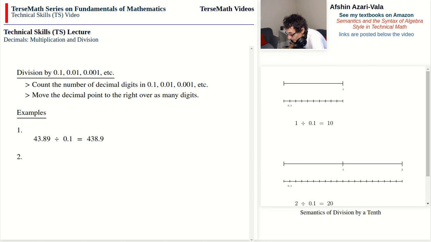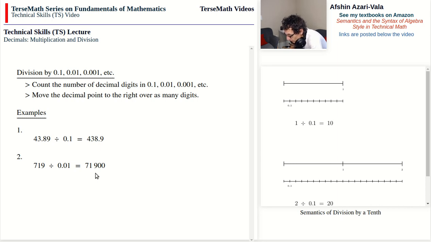Okay, the next problem, 719 divided by 0.01. Here we have 2 decimal digits, and we move the decimal point in 719 forward over 2 digits, and we end up with 71,900. And of course it does make sense. How many hundredths, an extremely tiny piece, fit into 719? The answer is that 71,900 of them will fit in.